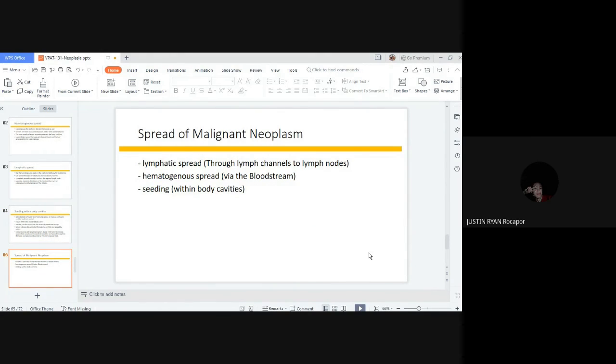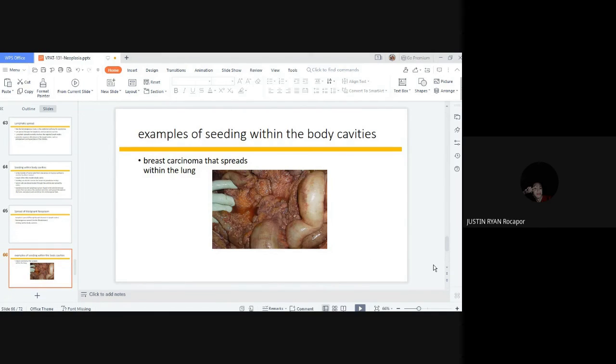Spread of malignant neoplasms. The spread of malignant neoplasms through lymph channels to lymph nodes is what we call the lymphatic spread. The spread via bloodstream is what we call hematogenous spread. And seeding is the spread of neoplasms within body cavities. This is an example of seeding within body cavities. As you can see, it is an example of breast carcinoma that spreads within the lung.